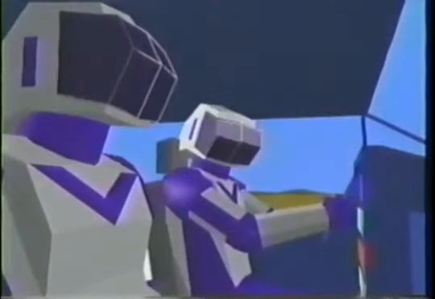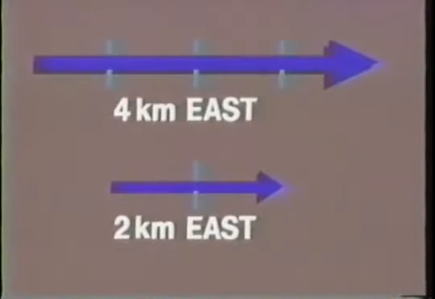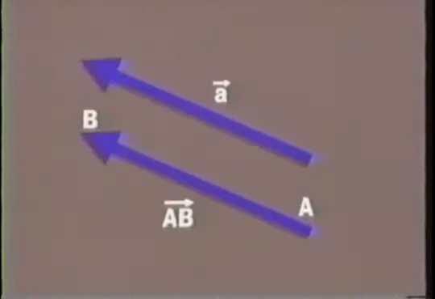Hey, Charlie, listen to this. A vector is a quantity that has two parts, magnitude and direction, and it's usually shown as an arrow or directed line segment. The arrow points in the vector's direction, and its length is proportional to the vector's magnitude. Yeah, if it's drawn to scale.